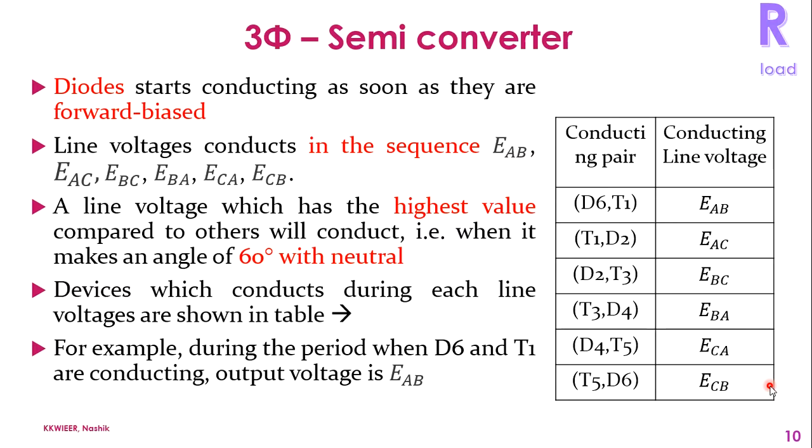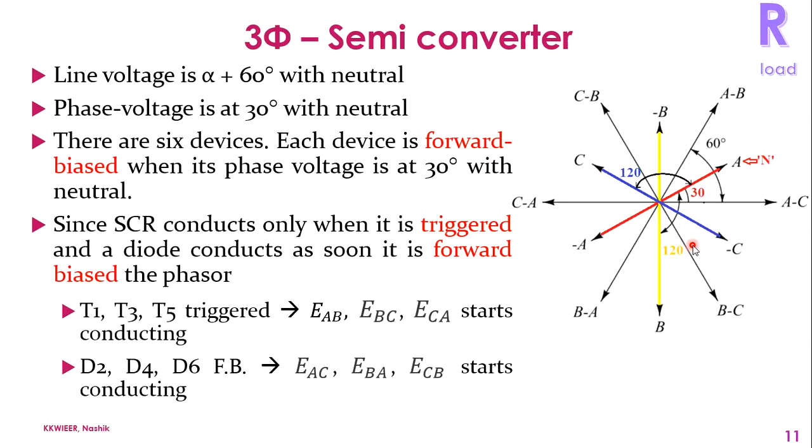with the neutral. The devices which conduct during each line voltage are shown in this table. So, when D6 and T1, the diode 6 and thyristor 1, are conducting, the conducting line voltage will be EAB. When T1 and D2 are conducting, the corresponding conducting line voltage will be EAC, and so on. During the period when these conducting pairs are in conduction mode, the output voltage will be given over here. The line voltage is alpha plus 60 degrees with the neutral. The phase voltage is 30 degrees with the neutral.